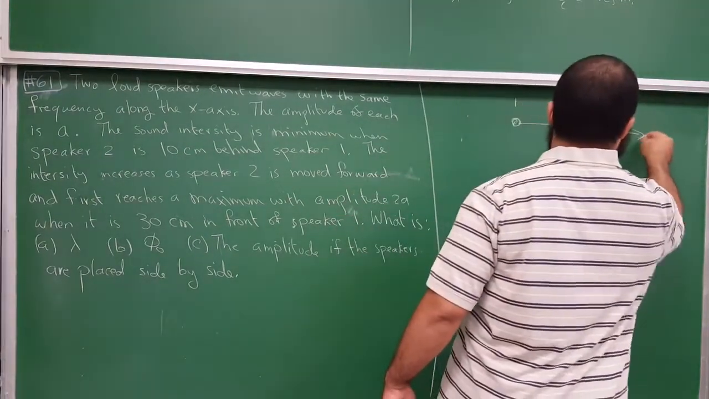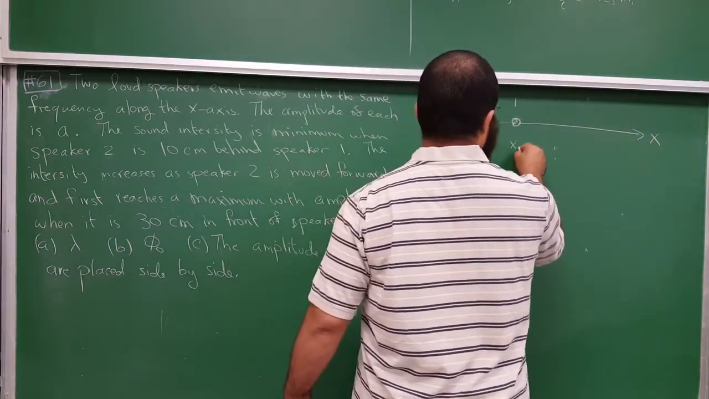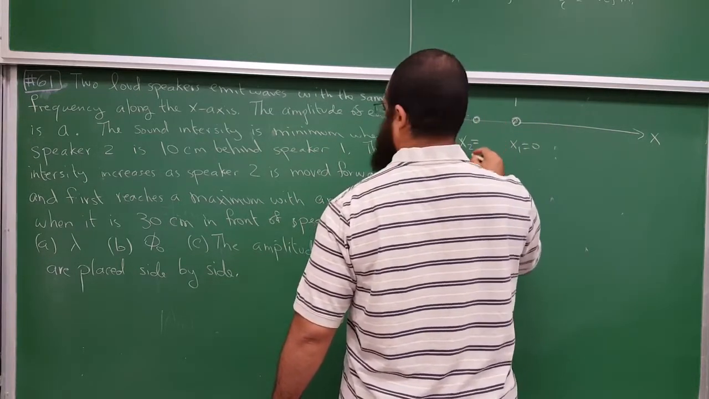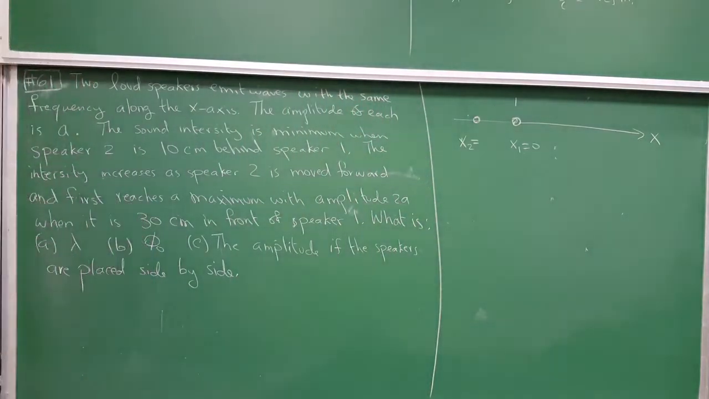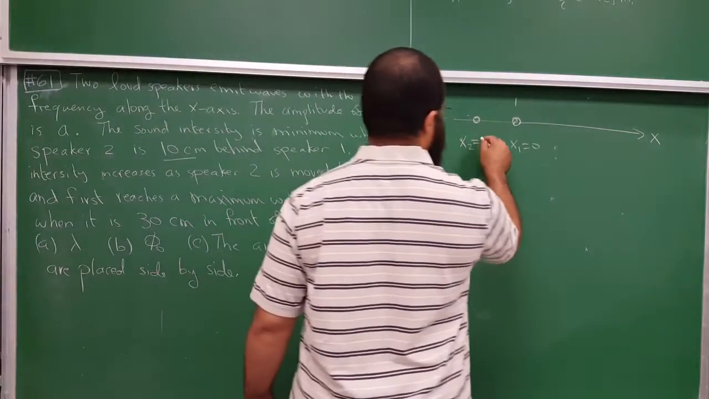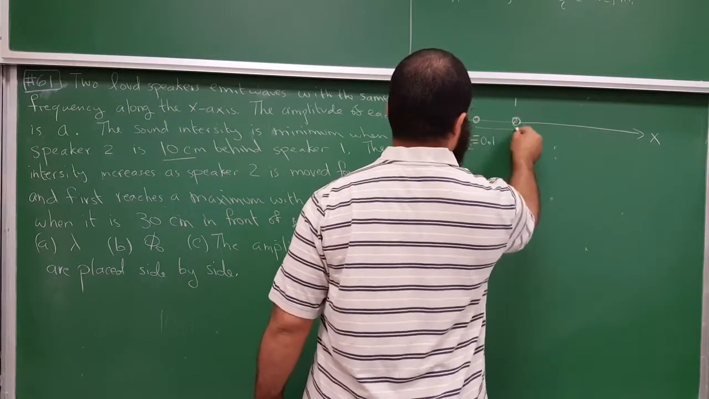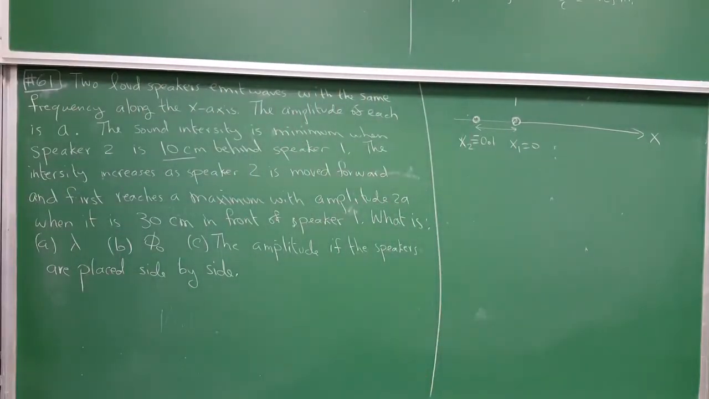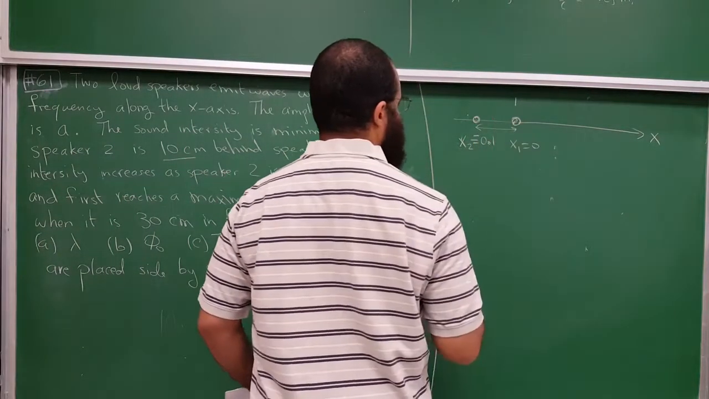Here's the x-axis. Speaker 1 is going to be at the origin. This is x equal to 0. x1 is equal to 0. x2 is behind it. Initially, x2 is 10 centimeters behind, or 0.1 meters. There is a minus sign, technically, but this distance is 10 centimeters. It will be destructive interference. So when we have this configuration, we have destructive.